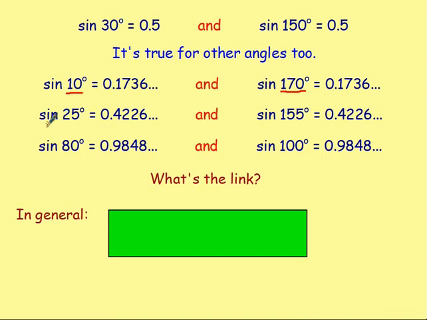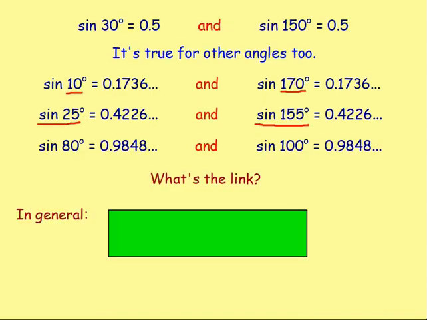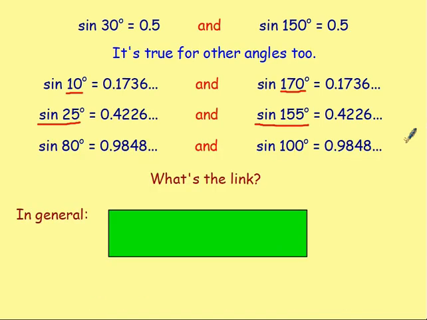It's going to be the same for a sine of 25 degrees and sine 155. Again, if you look back to this diagram, find 25 degrees, find 155 degrees, and they are the same. If you look at sine of 80 and sine 100, again, there's a diagram, find 80 degrees, find 100 degrees. You can even see it here with 60 degrees there, 120 degrees there. Both of them are giving you the same answer.